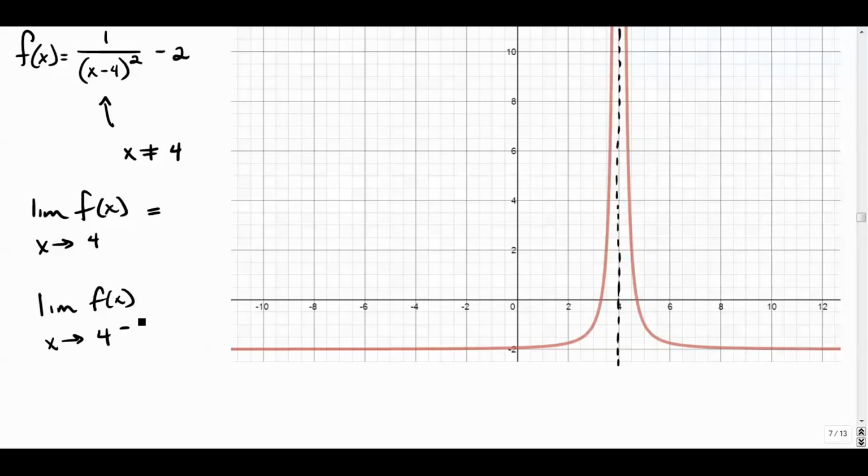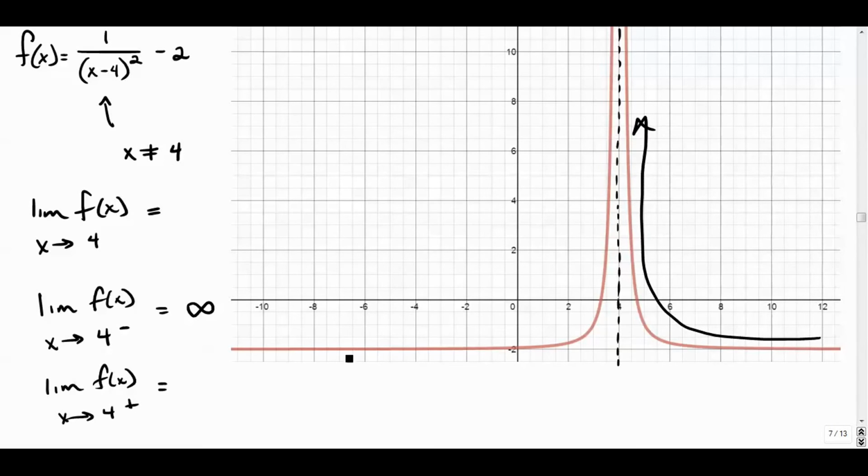X approaches 4 from the left, so we're coming in this way. Follow the curve up, and you see that it's positive infinity. Look at the limit of the function as x approaches 4 from the right. So we're coming in this way, and we follow it up. We see it gets bigger and bigger, approaches positive infinity. They're both the same, so the overall limit is positive infinity.